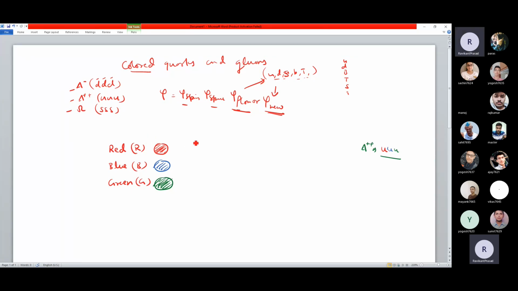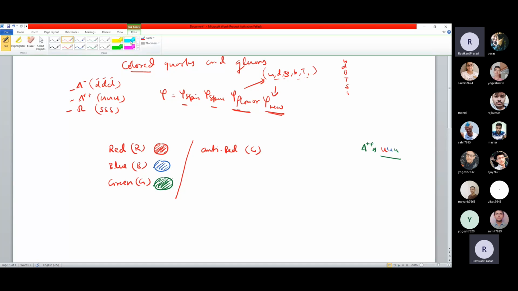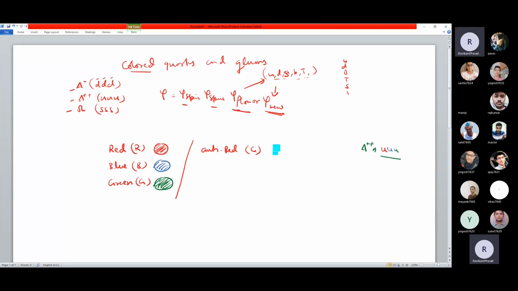If you are having a color, there must be an anti-color also. Because quark exists in the particle form or in an anti-particle form also, we have the anti-quark also. So first one is anti-red, and that is C, you can say cyan. So this is your anti-red color, which is cyan.